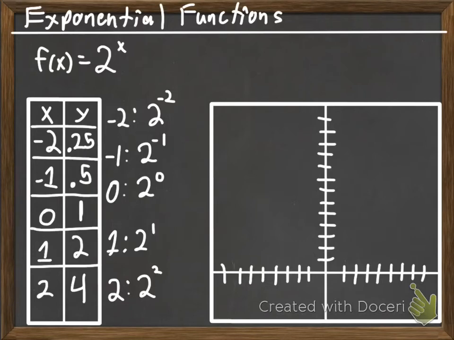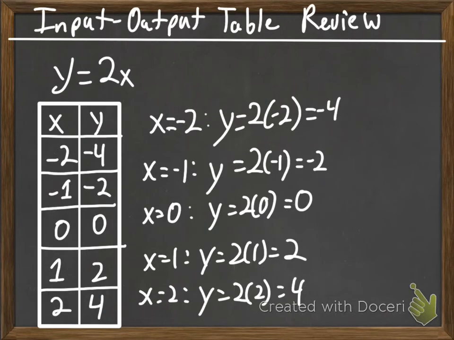So we're going to plot them: -2, 0.25, I'll change colors, so this will be in red, -1, 0.5, 0, 1, 1, 2, and 2, 4. Now, I'm going to go back to our first one here. Y equals 2x. That's a straight line that's going to look like this on a graph.